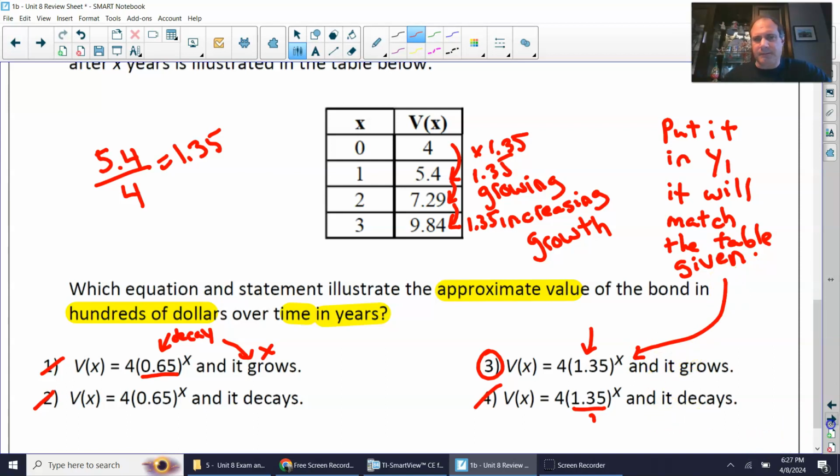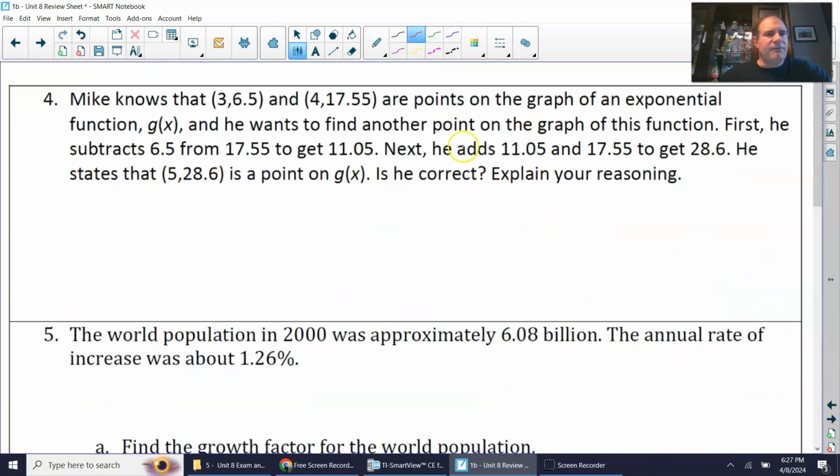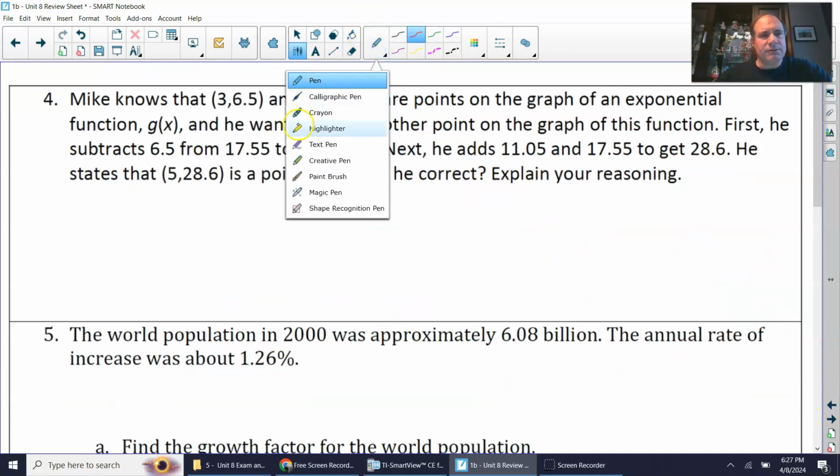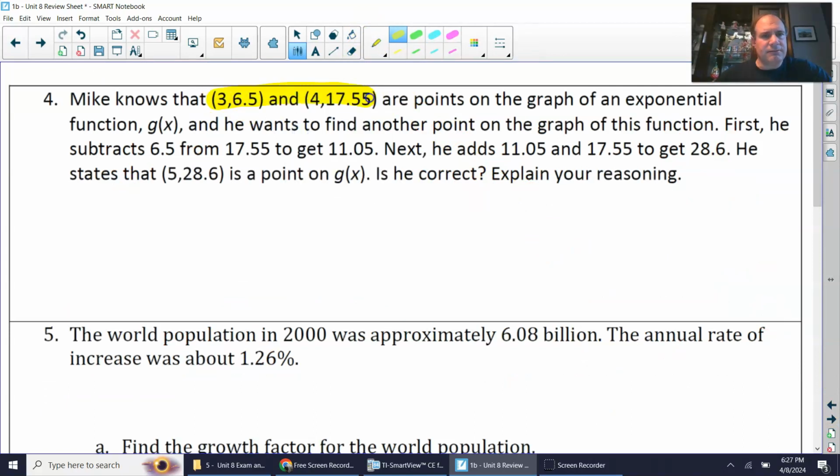All right. Take a look at number 4. Mike knows, and I'm just going to highlight this right here, that these are points of an exponential function, and he wants to find another point in that function. First, he subtracts 6.5, 17.55. First, he subtracts that. Next, he adds this to that, and then he gets this point. And is he correct? So explain your reasoning.